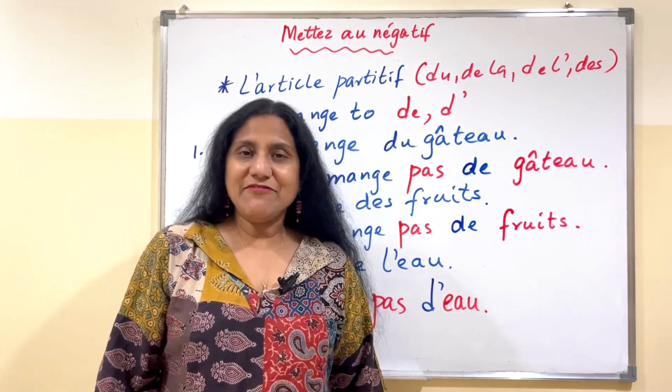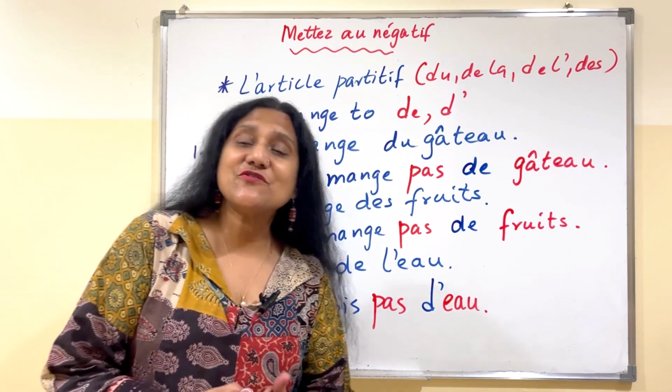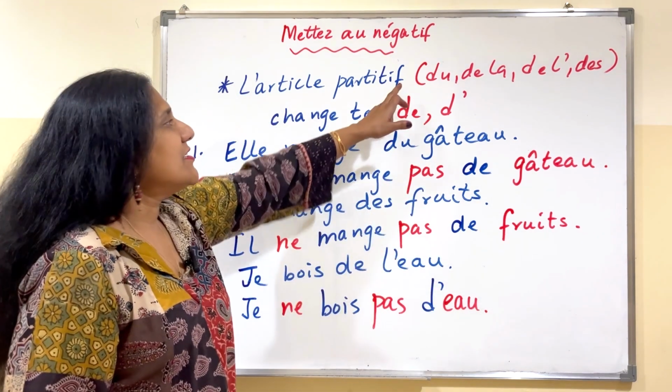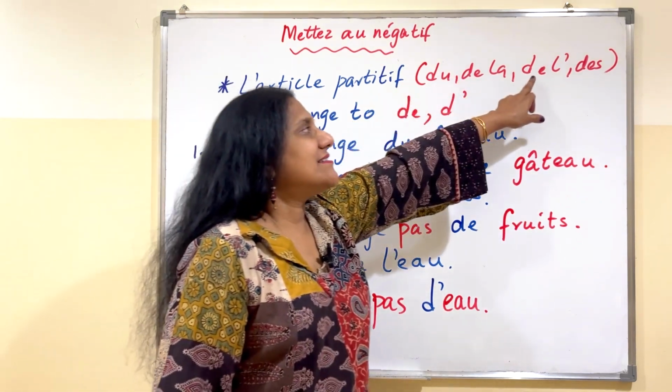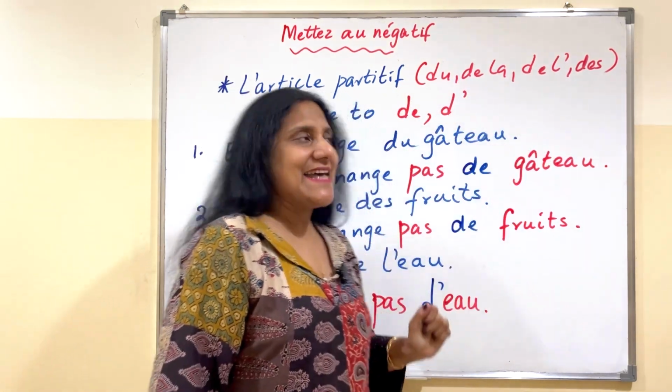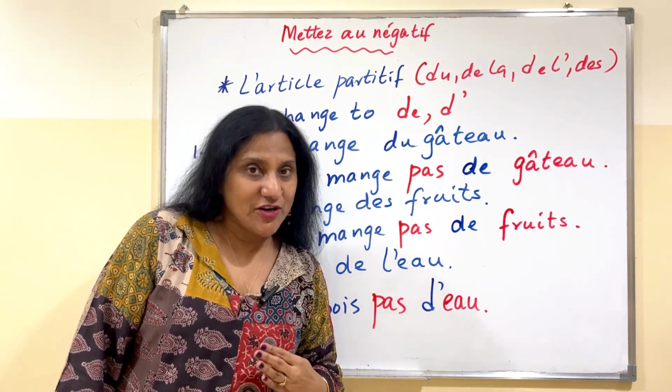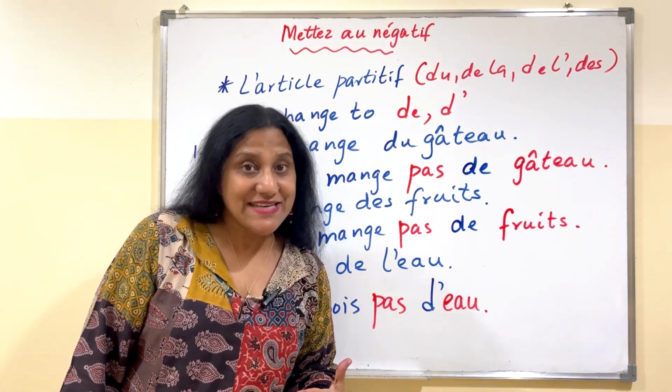L'article partitif, which means some, is used for uncountable nouns. What are the articles partitifs? Du, de la, de l apostrophe, des. They will change to de or d apostrophe when we change a sentence to negative.